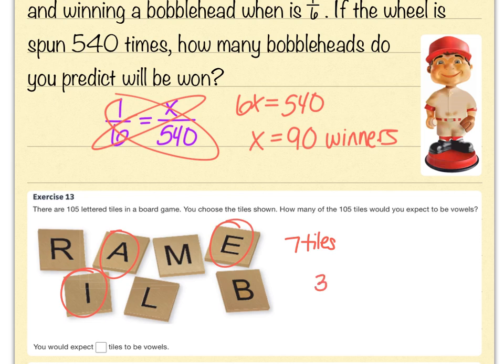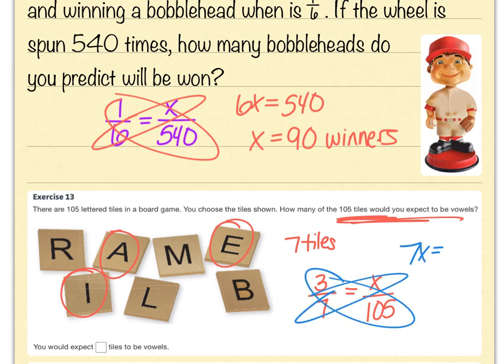So if 3 out of 7 tiles that I randomly picked are vowels, then how many out of 105 tiles would I expect to be vowels? And so again, we're just making a prediction. We're going to cross multiply 7x. 3 times 105 is 315. And 315 divided by 7 is 45. So I would expect there to be 45 vowels in the game. And if I draw out a different grouping of tiles next time, this could change, but that's my prediction right now based on the theoretical probability.